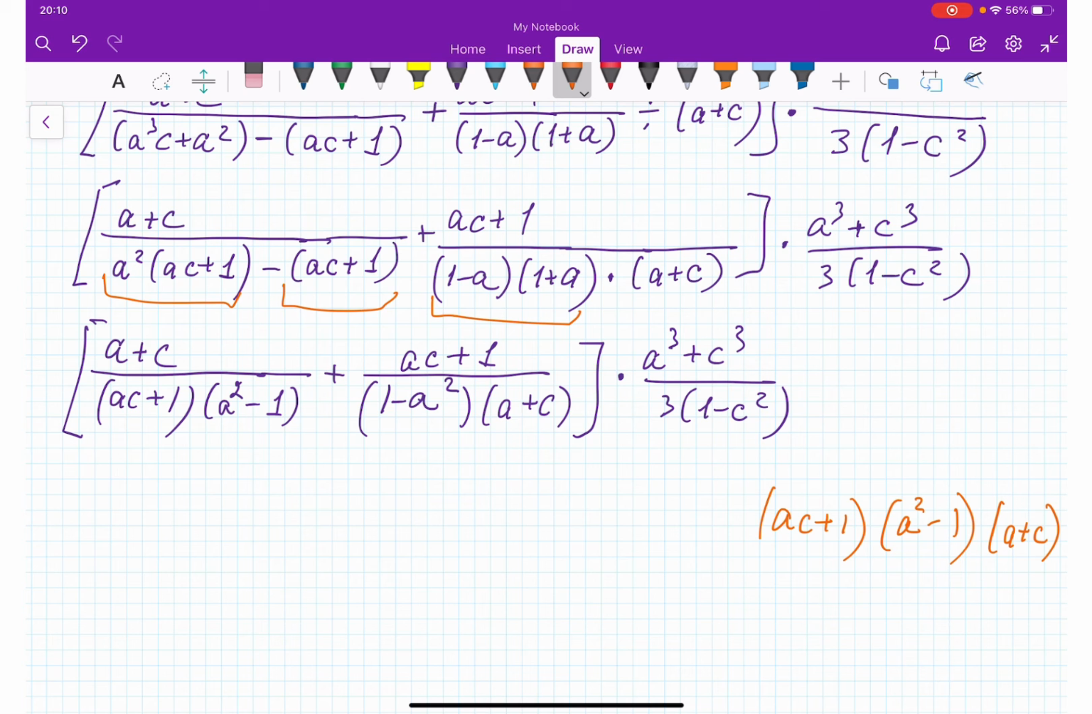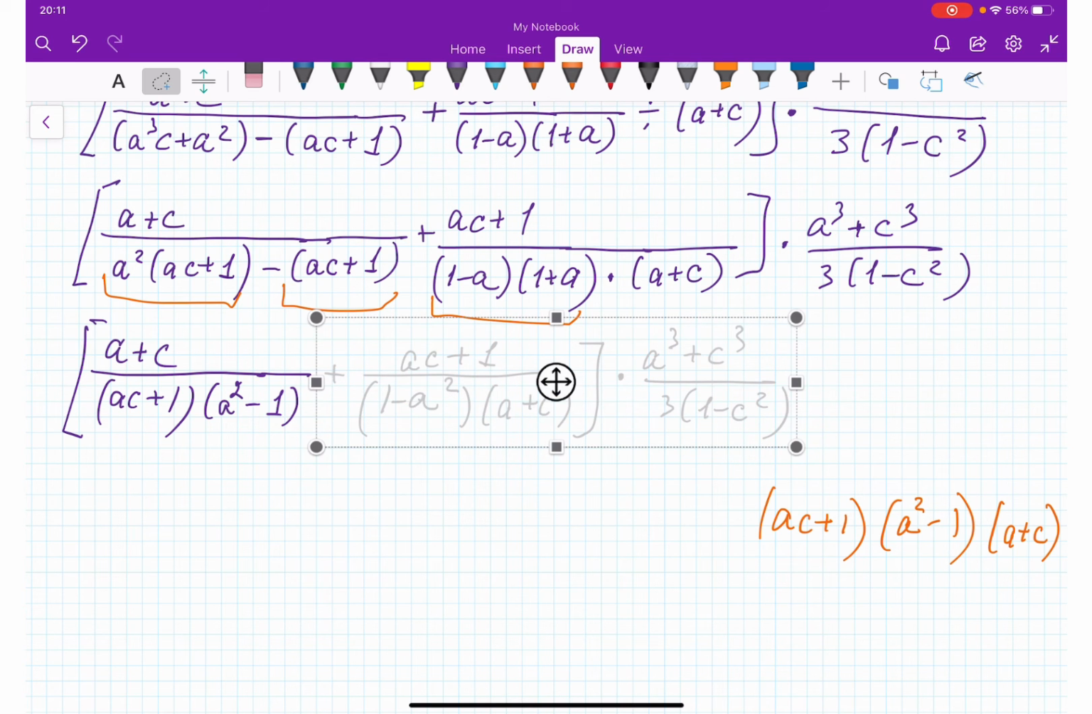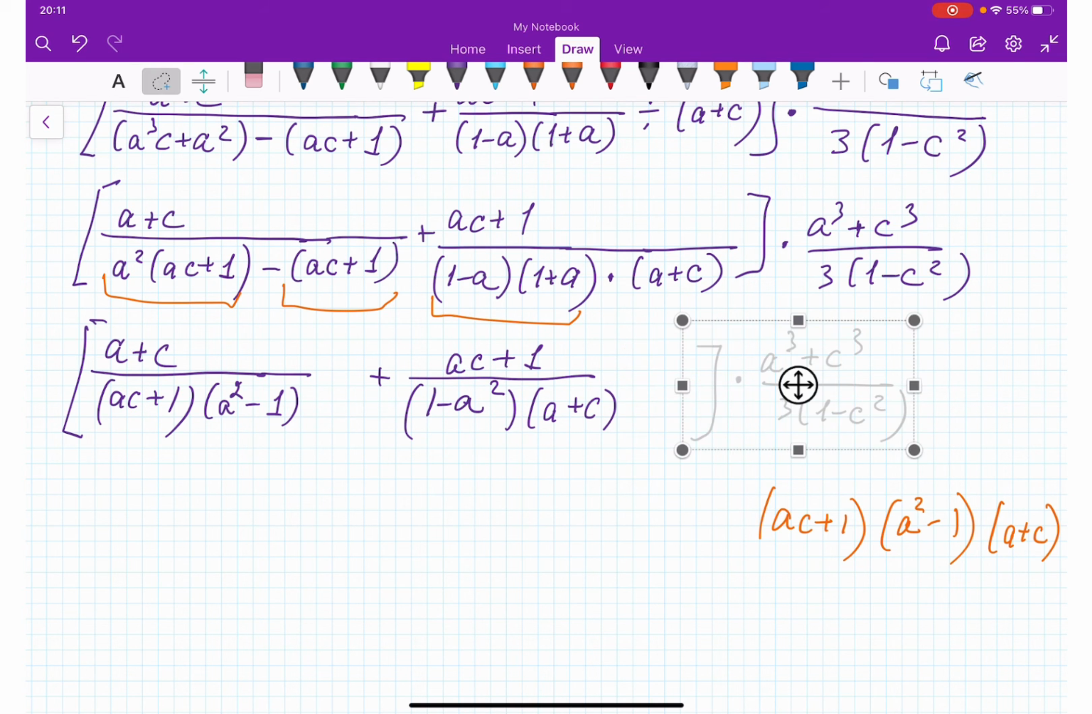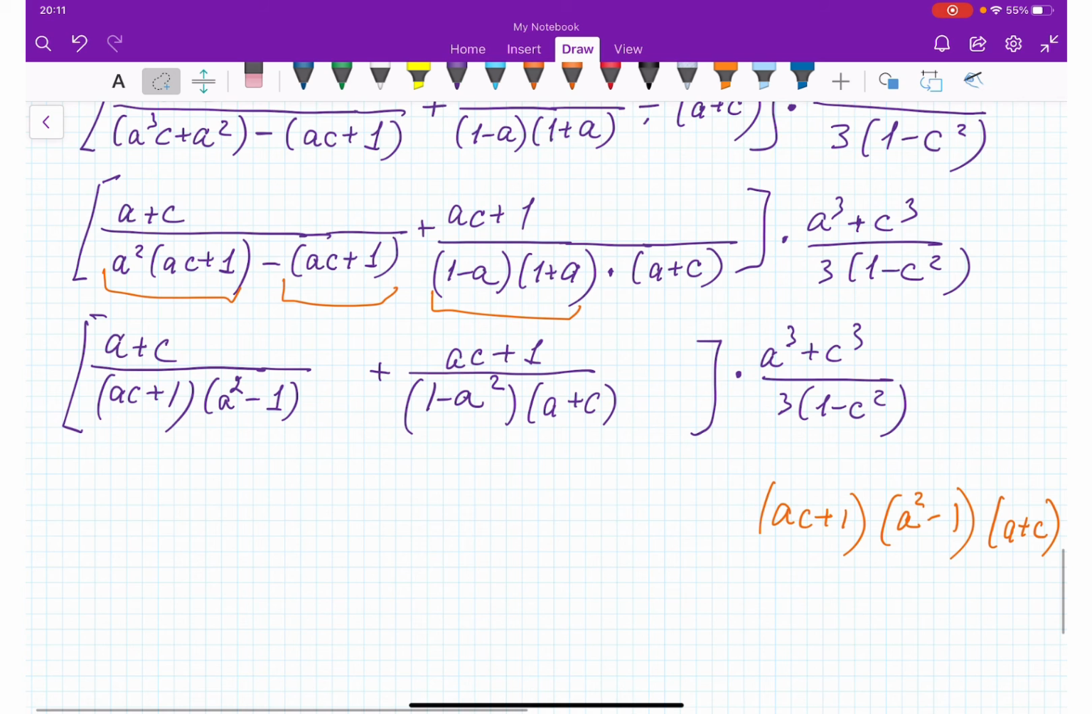There we go. So I'm going to leave space here. Move this to the side, and here also leave space so I can do the adjustment for the common denominator. So we have a plus c plus 1, ac plus 1, and a squared minus 1. What is missing? A plus c. So I am multiplying a plus c here and a plus c here. Next, in the second fraction, I have 1 minus a.